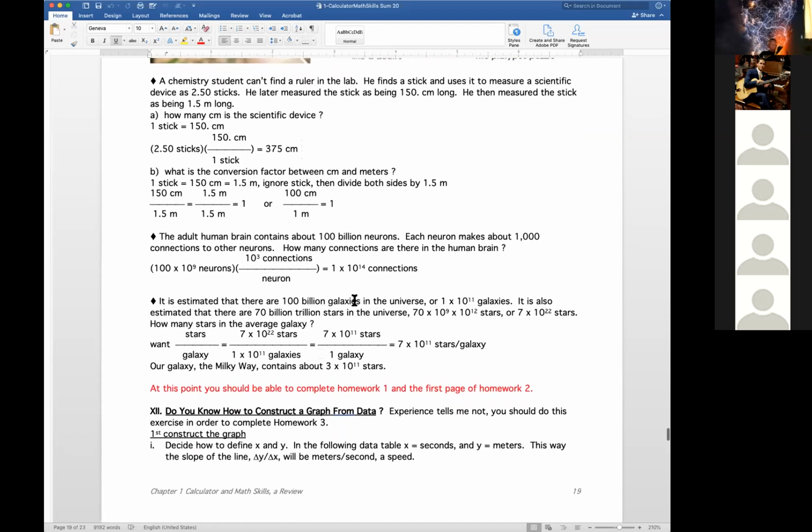So here's another one. A chemistry student can't find a ruler in the lab, so he finds a stick and uses it to measure the device as 2.5 sticks. Later on, he measured the stick he was using, and it was 150 centimeters long.